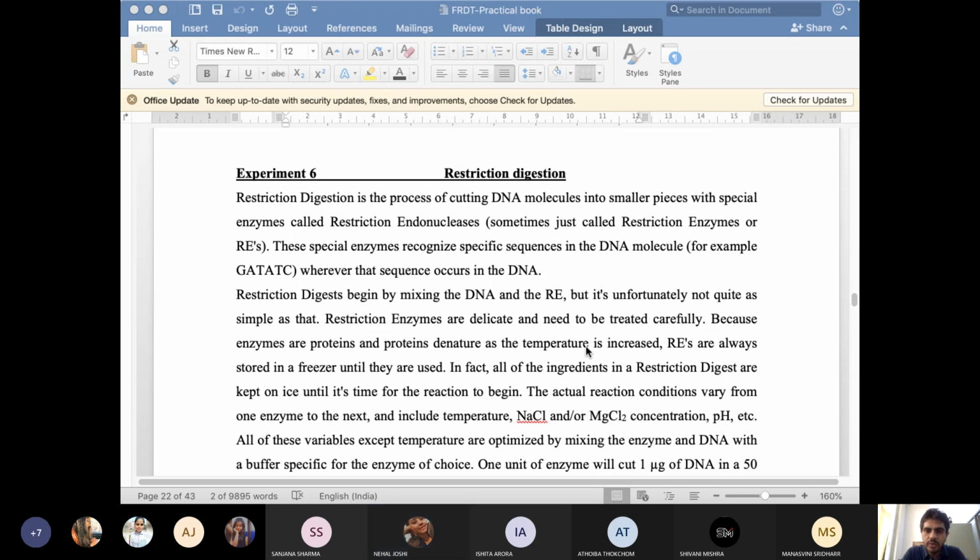So if you keep on continuing to turn on the current, then your molecules keep on moving, and they will leave the gel. They will come out of the gel. They will come to the buffer solution that you have in your buffer tank.